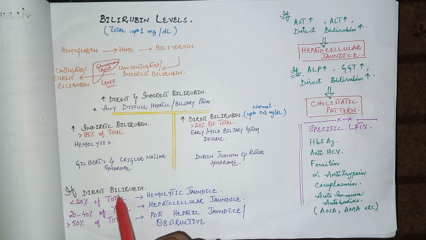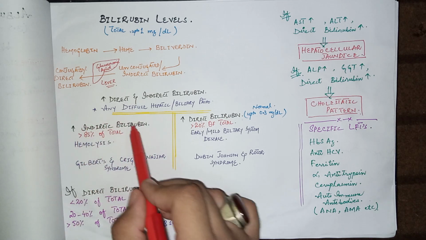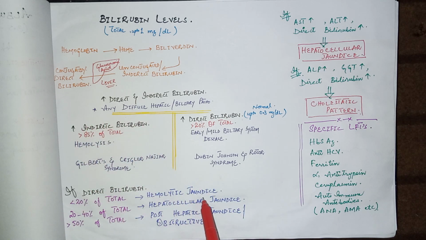If the direct bilirubin is below 20% of the total bilirubin, it means that the indirect bilirubin is more than 80% of the total. So that indirect hyperbilirubinemia indicates hemolytic jaundice. But if the direct bilirubin is 20 to 40% of the total bilirubin, it indicates hepatocellular jaundice. If the direct bilirubin is more than 50% of the total bilirubin levels, it indicates an obstructive or cholestatic pattern, that is post-hepatic jaundice. There is obstruction in the biliary tract.